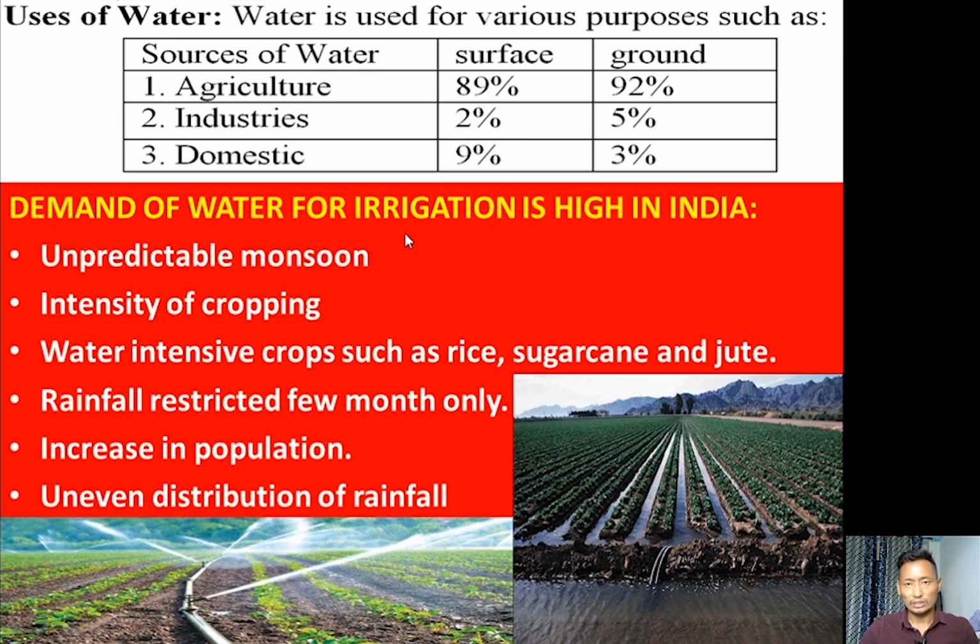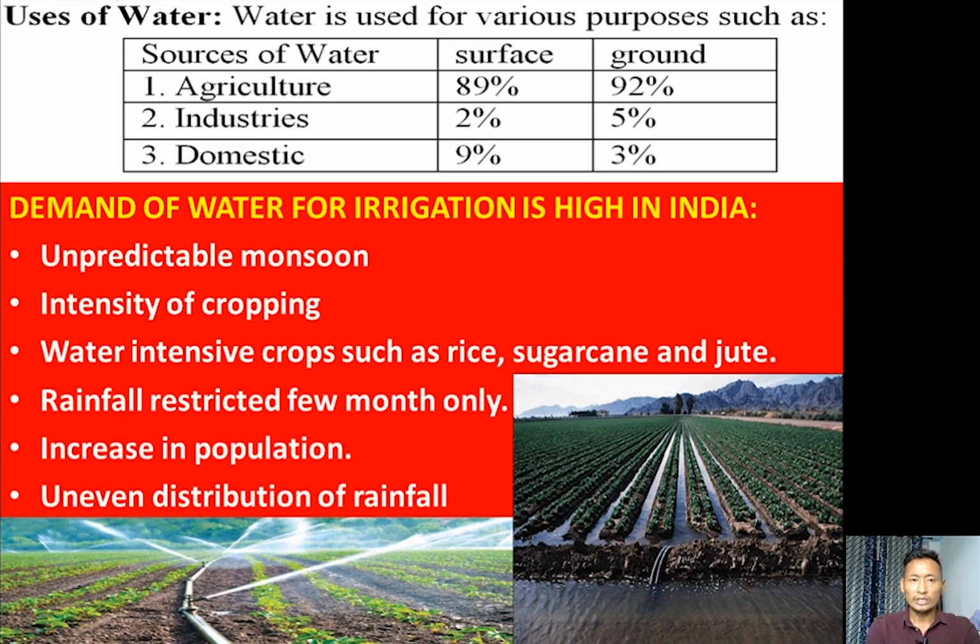Why is the demand of water very high in the agriculture sector? The first reason is the unpredictable monsoon. In India, we have a rainy season that starts from mid June to September. This rainy season in India is called monsoon season. Again, this monsoon season is very unpredictable in nature. Sometimes it arrives very early, sometimes it arrives very late, and sometimes we have a break in monsoon.